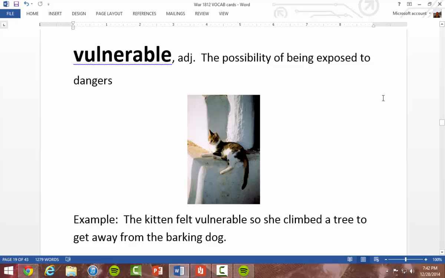Vulnerable, adjective, the possibility of being exposed to dangers. Example, the kitten felt vulnerable, so she climbed a tree to get away from the barking dog.